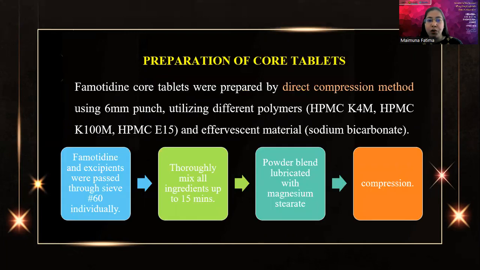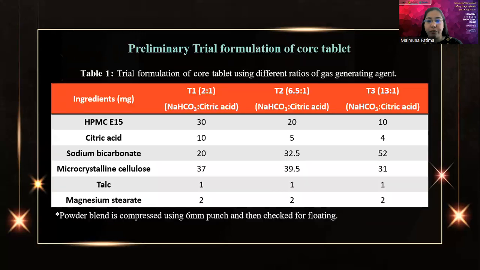Coming to the preparation of core tablets, the core tablets were prepared using the direct compression technique. A 6 mm punch was used, and different polymers and effervescent materials were used for the preparation. For this, famotidine and other excipients were individually sieved using sieve number 60, and then thoroughly mixed for 15 minutes. The obtained powder blend was lubricated using magnesium stearate and subjected to compression.